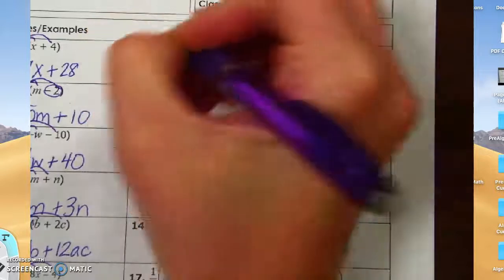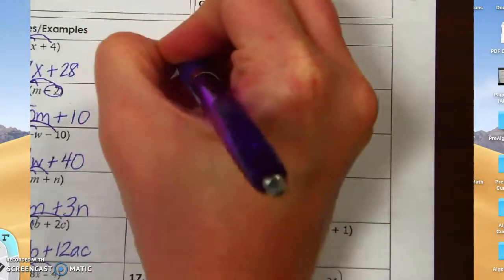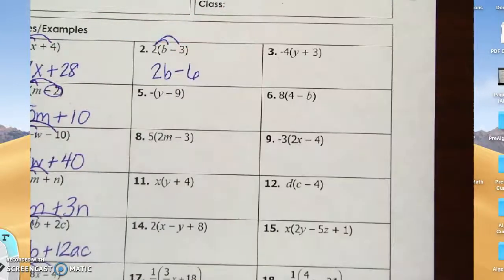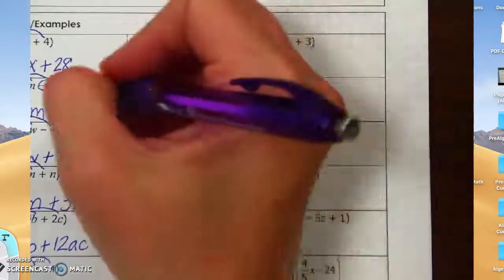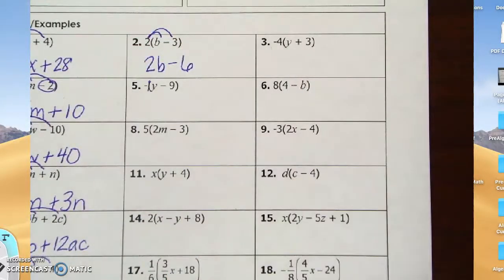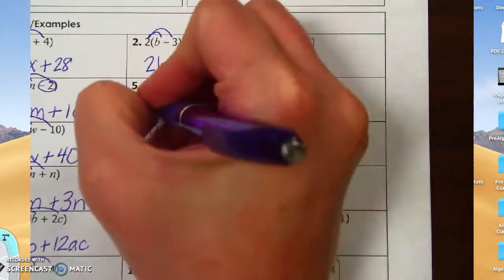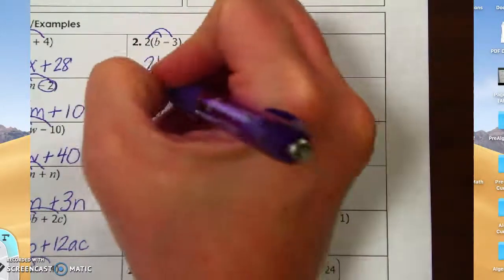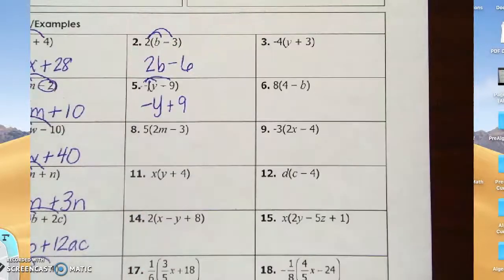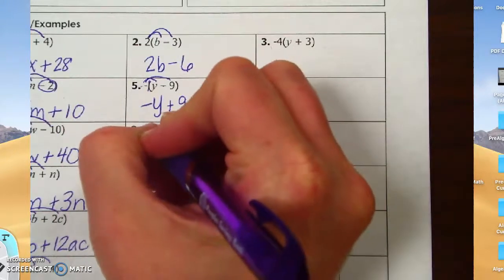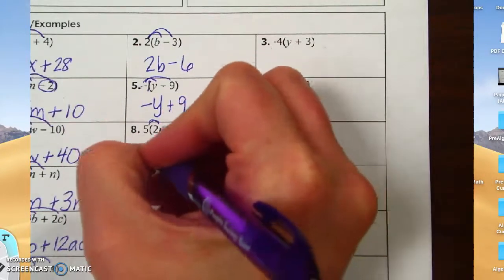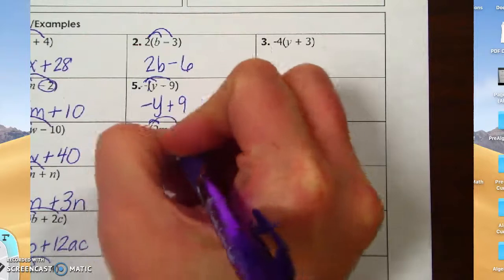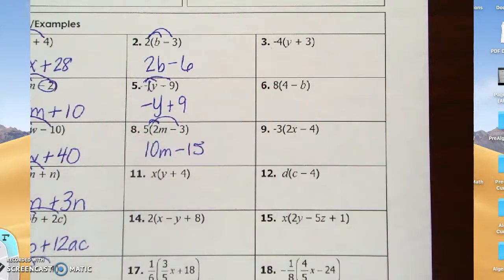So for 2, we have 2 times b is 2b, and then minus 6. Number 5, this is like a negative 1. So negative 1 times y is just negative y. You don't need the 1 in front. Negative times negative is positive, so plus 9. For number 8, we're distributing 5. 5 times 2m is 10m, and then minus 15.